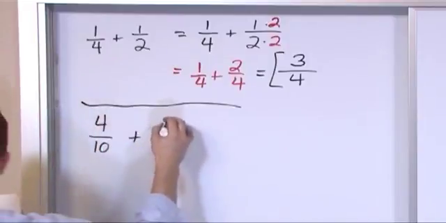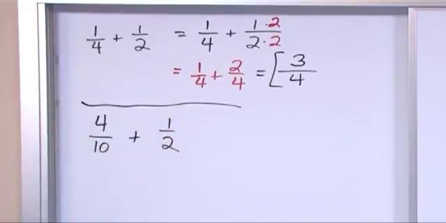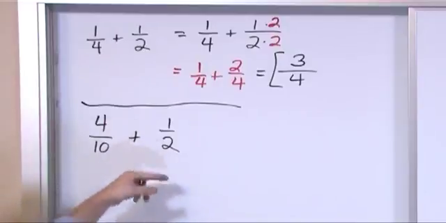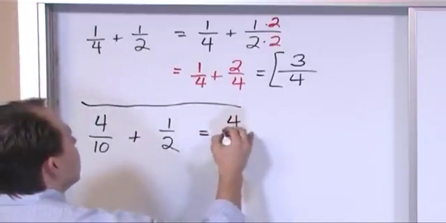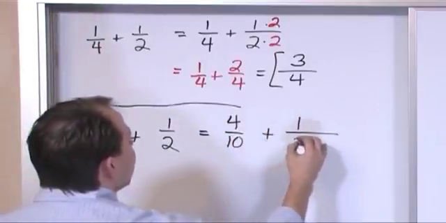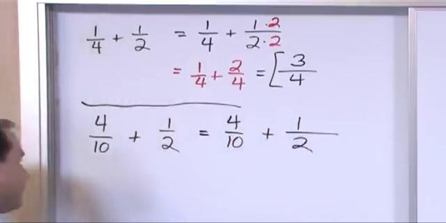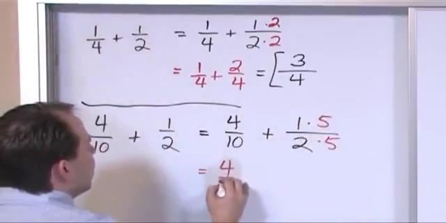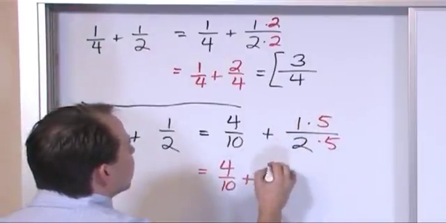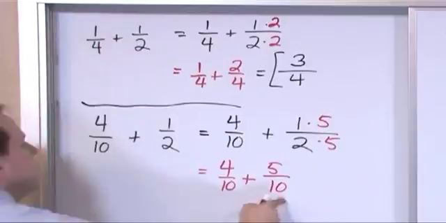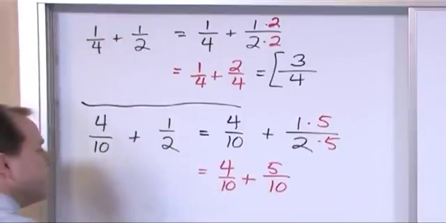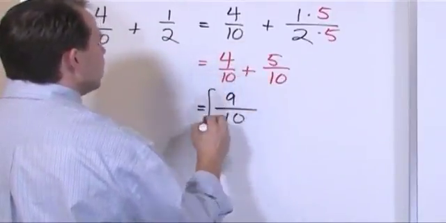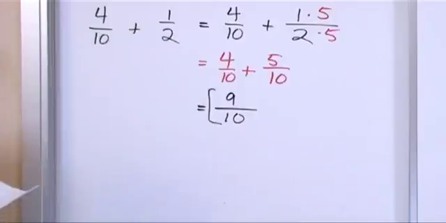What if you have 4/10 plus 1/2? So I look at these and I say, well, I've got 10 and I've got 2, and those are different, but I know that 2 times 5 is 10, so I'm going to choose to work on that second fraction, 1/2, and I'm going to multiply it in the top and the bottom by 5. So what I'll have is 4/10 plus 1 times 5 is 5, 2 times 5 is 10. Now I have the common denominator is the same in both of these cases. So here I'll have 10, and I'll add the tops. 4 plus 5 is 9. This is a fully simplified answer, so I'm done.